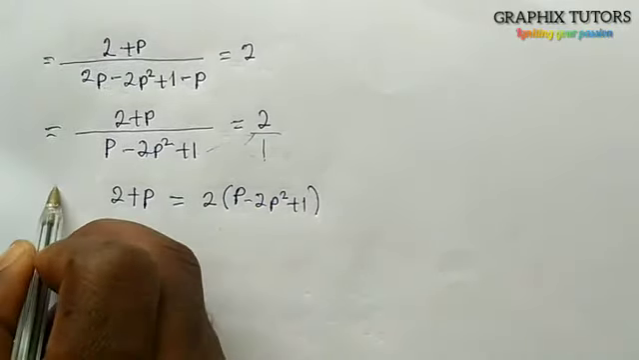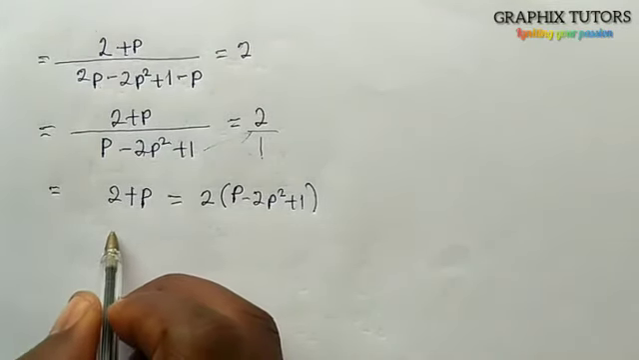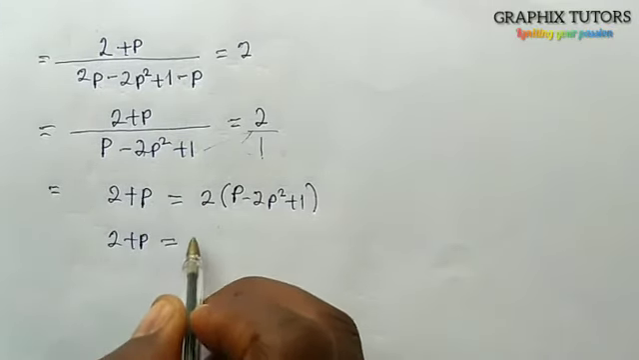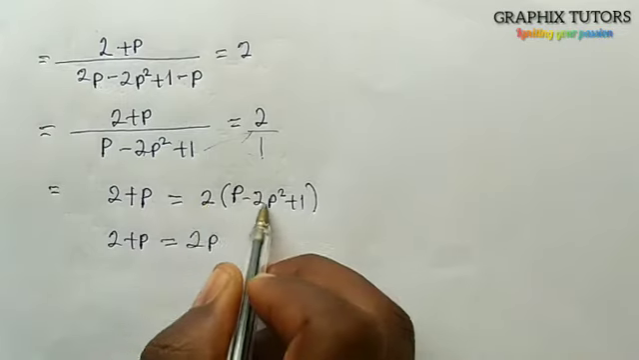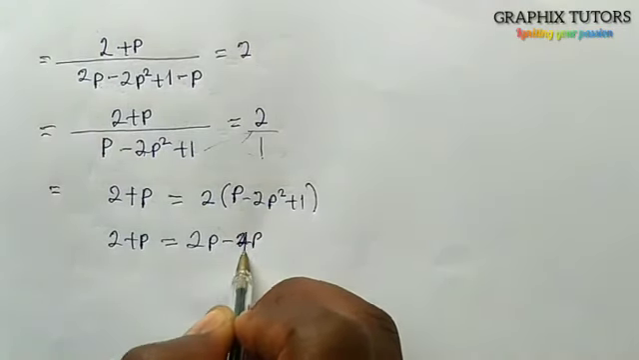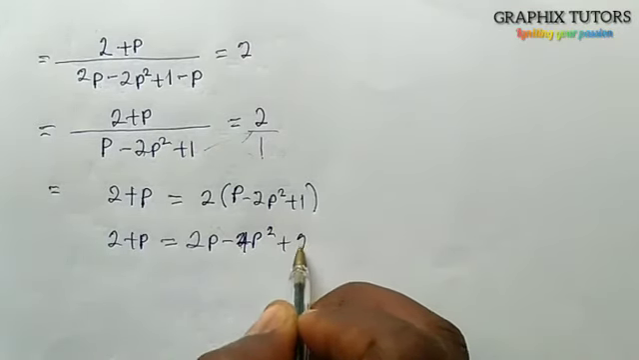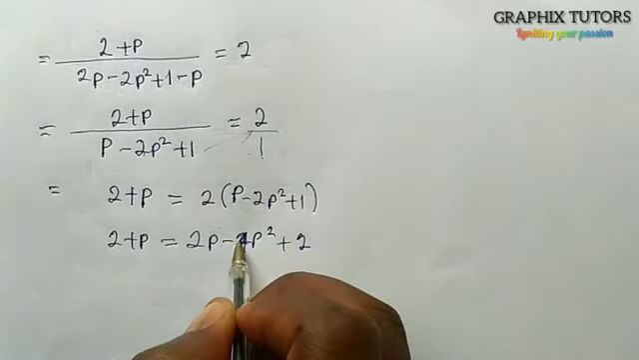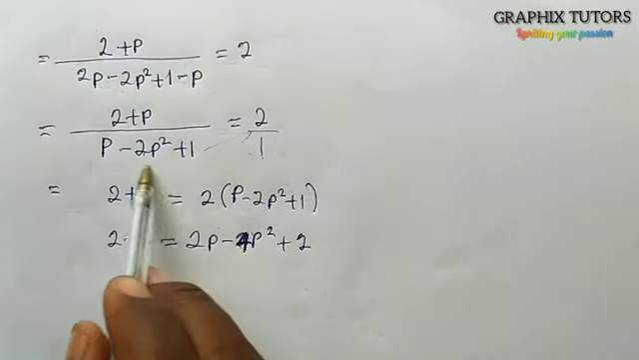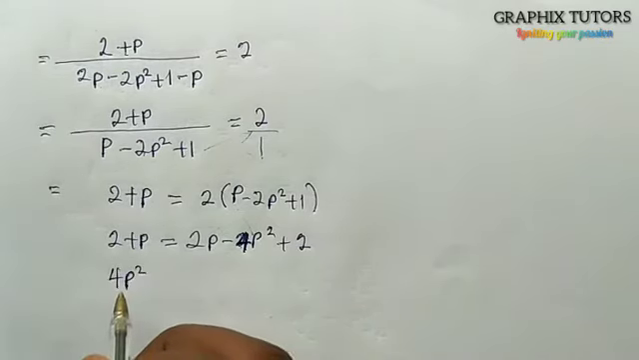So from here, this will now be 2 plus p is equals to 2 times p gives me 2p, 2 times minus 2p square gives me minus 4p square, right? Because 2 times 2 is 4, plus 2, right? This is 4 here. Now if you collect like terms, I want to take this 4 to this side so it becomes positive, so I'll have 4p square, right?